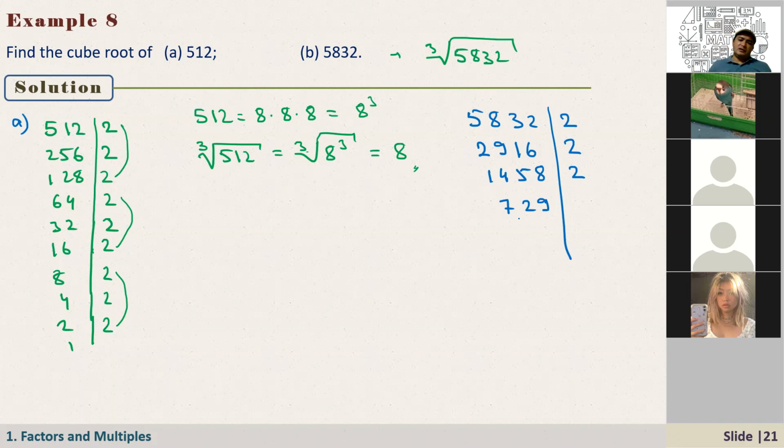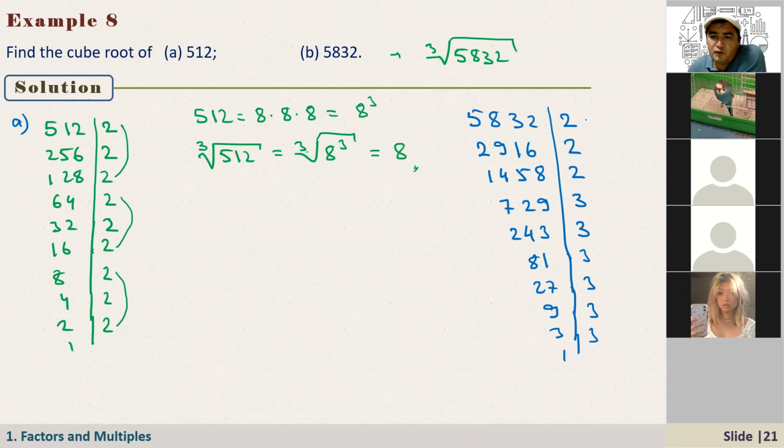And 729, we know that it's not divisible by 2, but it's divisible by 3. Divide by 3, it is 243. Divide by 3, it is 81. Again, if you divide by 3, it is 27. Divide by 3, it is 9. Divide by 3, it is 3. Divide by 3, it is 1.